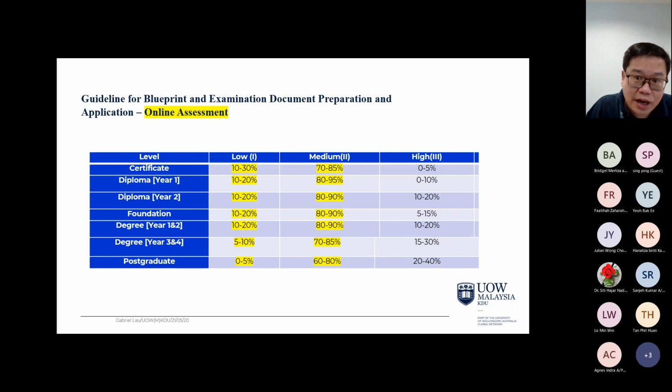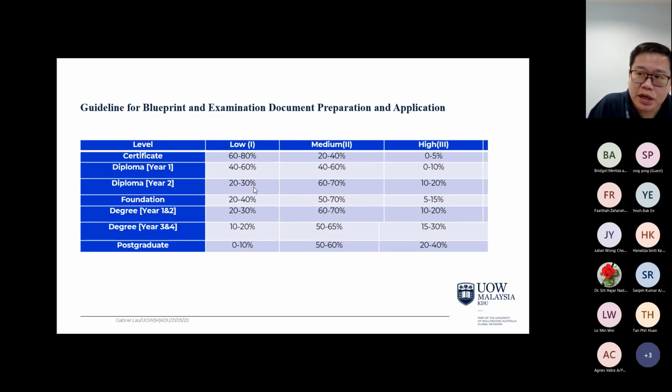Now, when we talk about online assessment, this is something which was developed with the business school. The School of Business is the one that actually championed the initial draft of this particular online assessment rubric, which I find good.